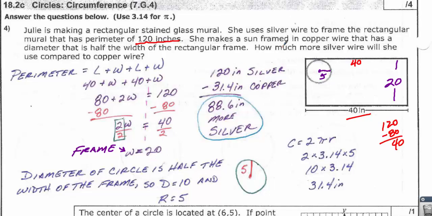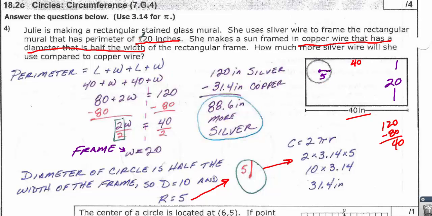Now we go back up, and it tells us that the sun is framed with copper wire that has a diameter that is half the width. So if the width is 20, the diameter is 10, half the width. And if the diameter is 10, then the radius is 5. And the radius is what we need to do the circumference of this circle. So we get the circumference. Here is our work for that. There's our work with the radius we used. We get 31.4. That's how much copper wire got used.